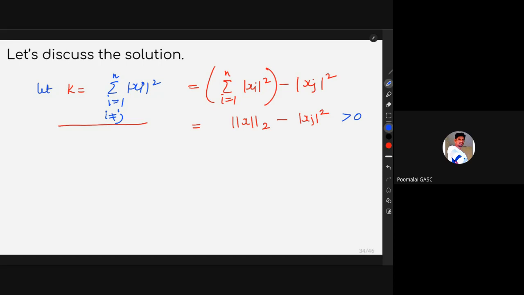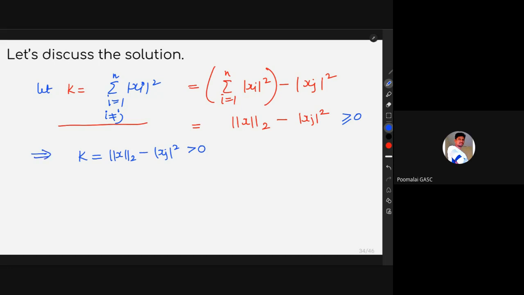Because if this is positive or equal to 0, it is not necessary for it to be positive. It is positive or equal to 0 because the remaining xi's that I'm adding are positive quantities. So if I add positive quantities, it will remain positive. In particular, if I add non-negative quantities, it will still remain non-negative. So my k, which is the Euclidean norm of x minus xj square, is a positive quantity. This implies this thing.